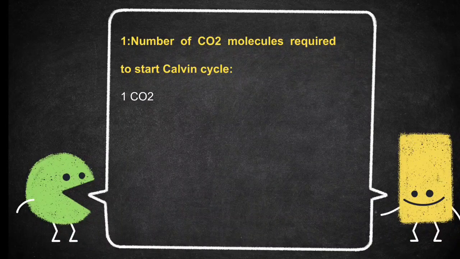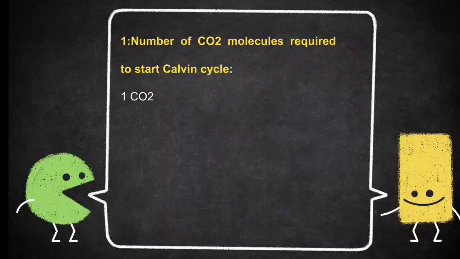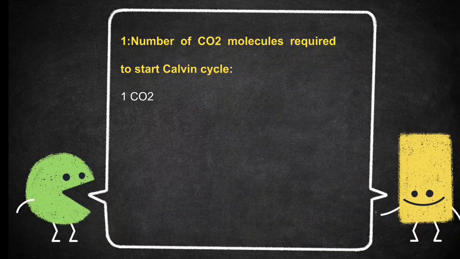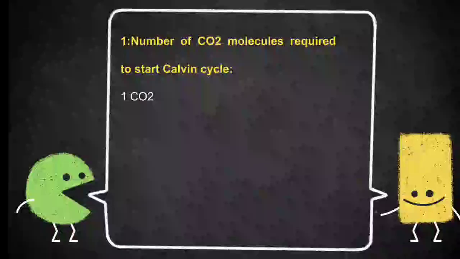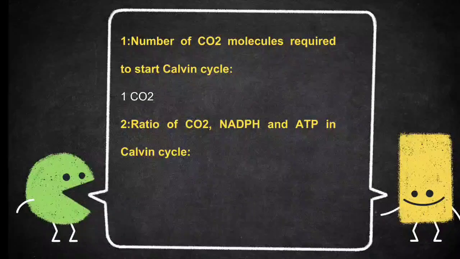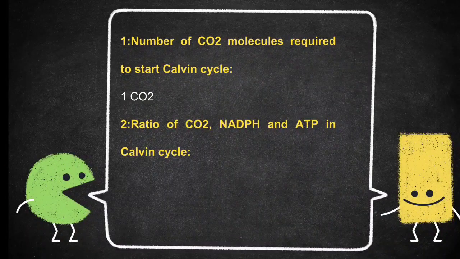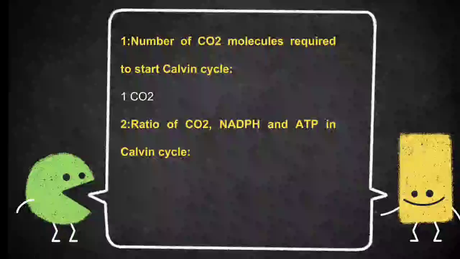Do remember that all the carbon atoms in a carbohydrate are obtained from carbon dioxide. If triose has 3 carbons, it means that we had 3 carbon dioxide in the Calvin cycle. If we form a hexose, which has 6 carbons, it means that we had 6 carbon dioxide molecules in the Calvin cycle.